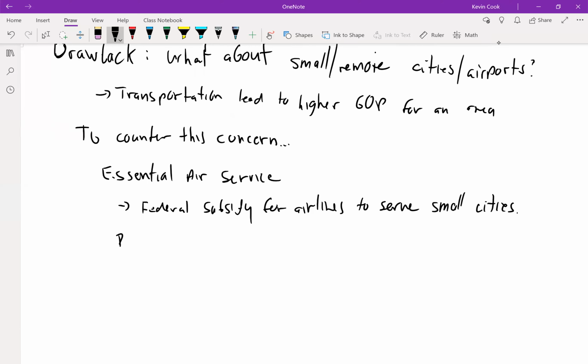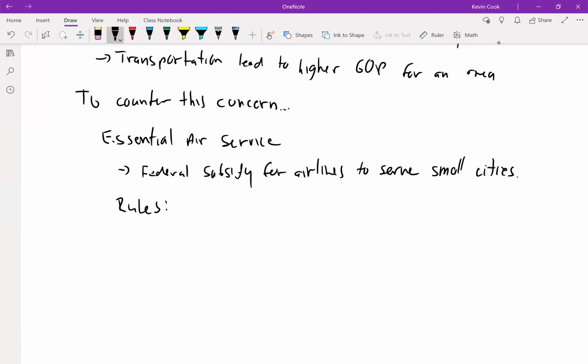So essentially the rules of our essential air service are: one, it has to be considered remote. I think that's like 2 hours away, or about 70 miles or something like that, from a certain airport. But the rules for the airline are going to be: one, you have to fly the routes. And then again, there's a certain number of seats that have to be offered and a number of flights.